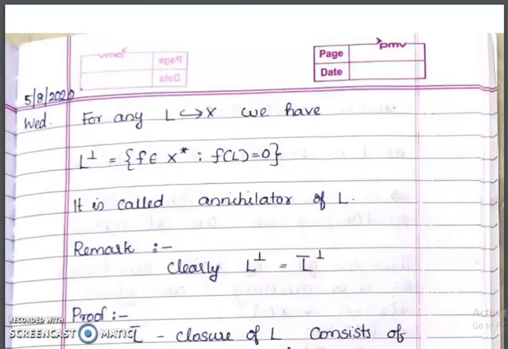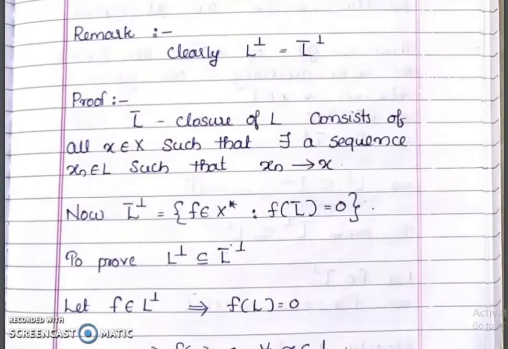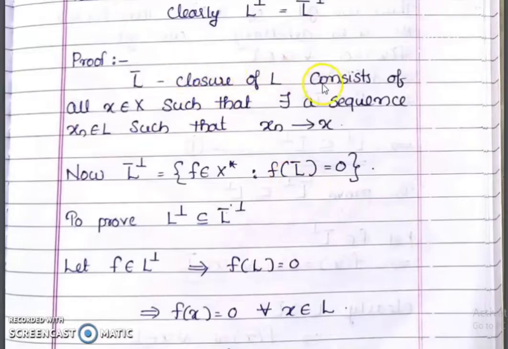Now, what is L closure? L closure consists of all x belongs to X such that there exists a sequence x_n in L such that x_n converges to x. Now, L closure perp is the set of all f belongs to X star such that f of L closure is equal to 0. Clear? We have to prove L perp is equal to L closure perp. For this, first we prove L perp is a subset of L closure perp.